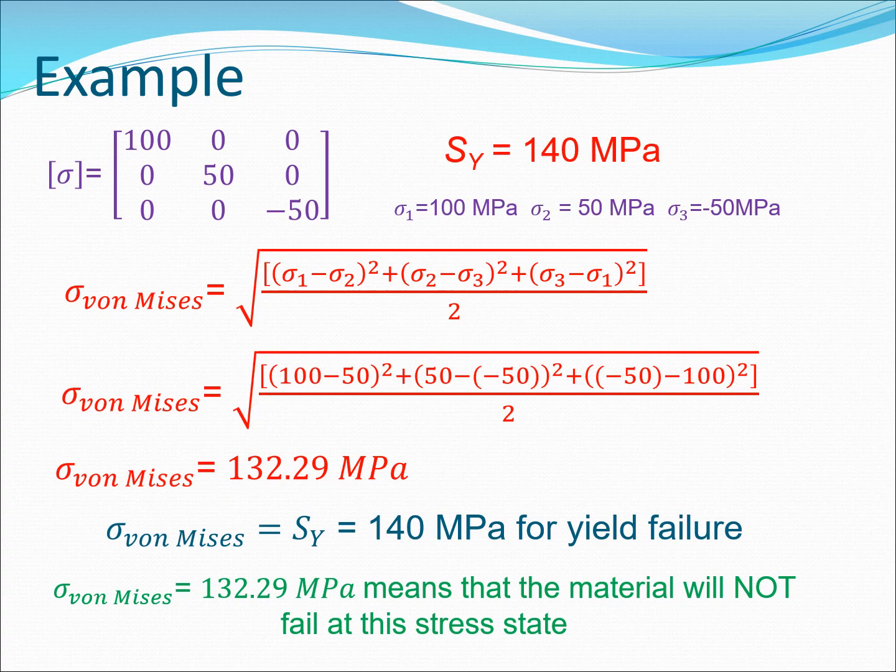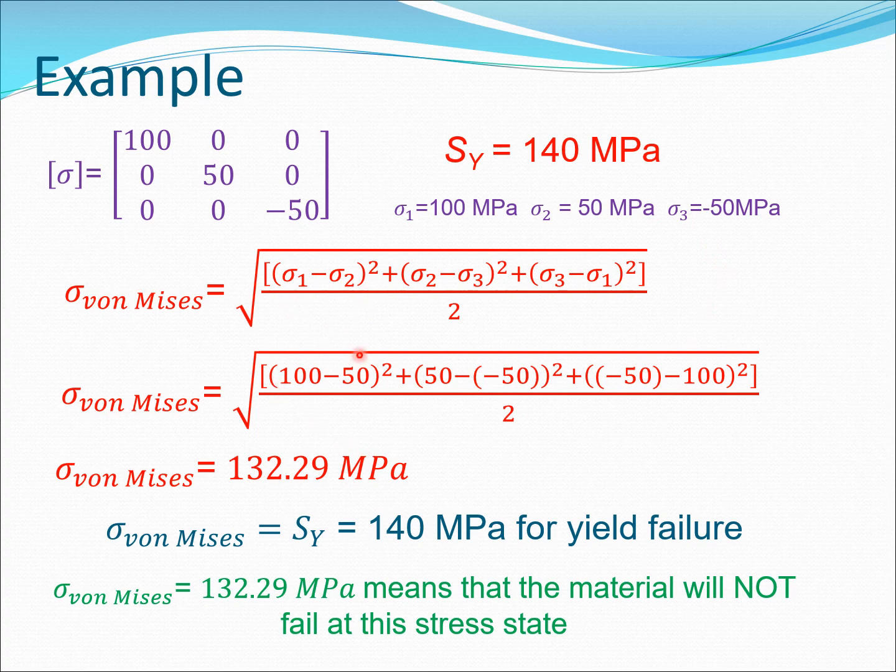Now let's take the same stress state and apply the von Mises failure criteria to it. Again the eigenvalues remain the same because the matrix is the same. So sigma 1 is 100, sigma 2 is 50, sigma 3 is minus 50 megapascal, and Sy is 140 megapascal.